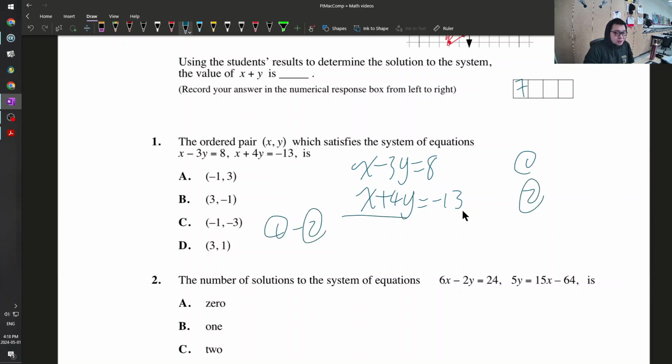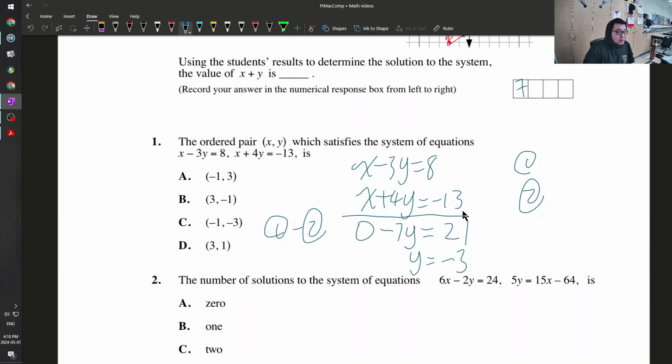x minus x is equal to 0. -3y minus 4y is -7y. 8 minus -13 is 8 plus 13, which is equal to 21. So -7y is equal to 21. Divide both sides by -7. y is equal to -3.